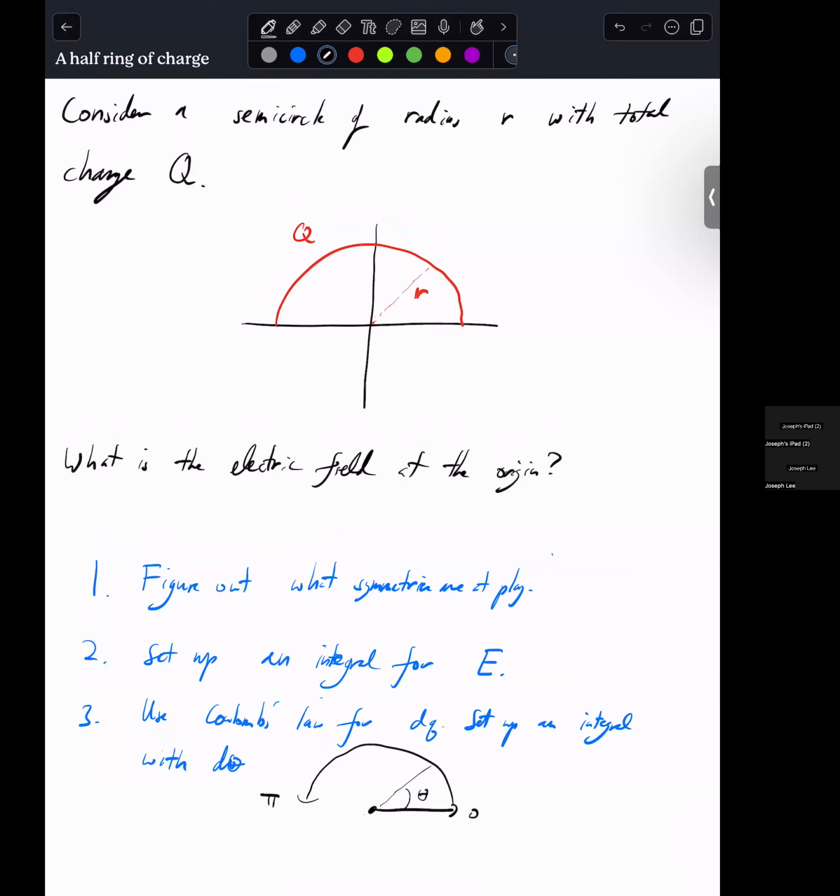So just like any other problem with continuous charge distributions, the first thing we're going to do is figure out what symmetries are at play, with the goal of removing one of the components, either Ex or Ey. Next, we're going to set up the integral for E, the electric field, and then we're going to use Coulomb's law for dq to set up the integral in terms of d theta. The intuition behind why we want to write this in terms of theta is because since we have a ring, r is a constant value, so polar coordinates and using theta seems like the natural picture. And as you can see depicted down here, we do this so that we can sweep over from 0 to pi.